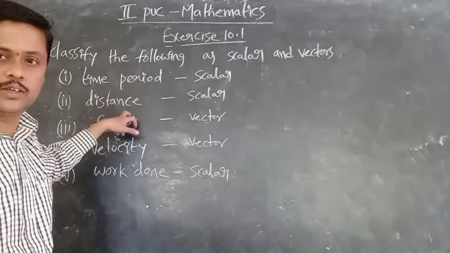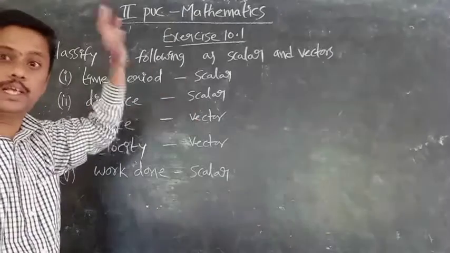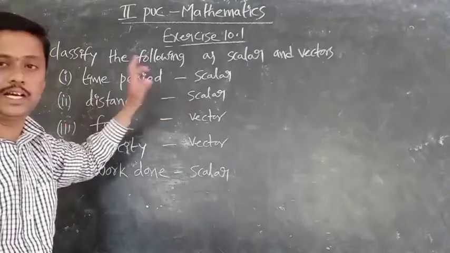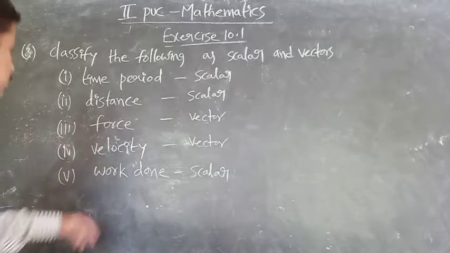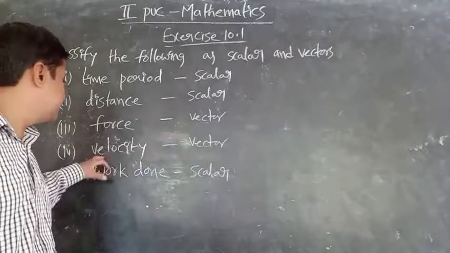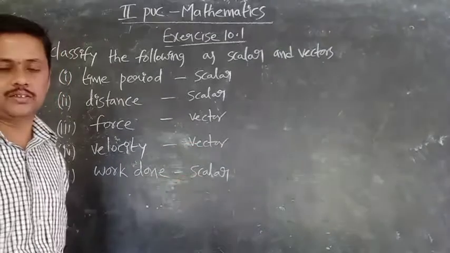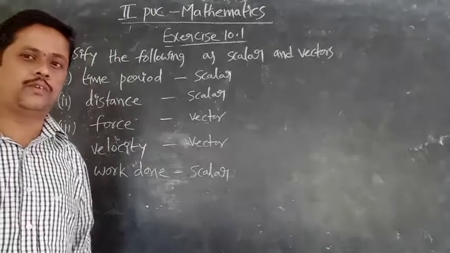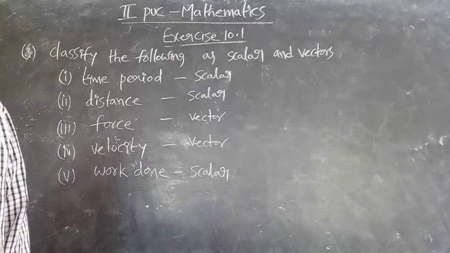Distance, you already learned in physics. Distance is also a scalar. Displacement is a vector. Okay, distance is a scalar, displacement is a vector. Force is a vector, it is well known. Velocity and acceleration are vectors. Work done is a scalar. So these are the things you have to know. I think you already learned in first year physics, very easy. Okay, next I will move to question number 4.